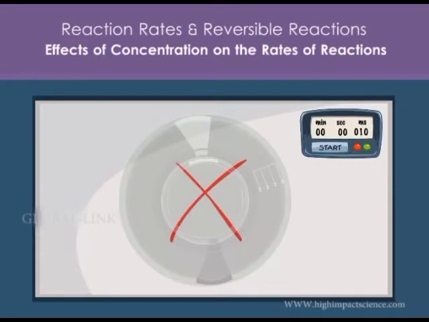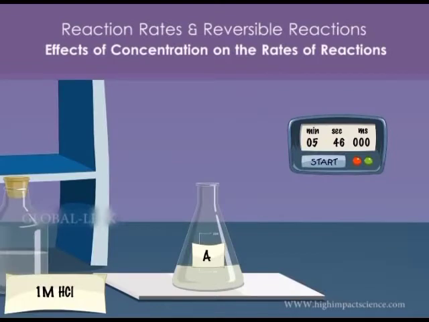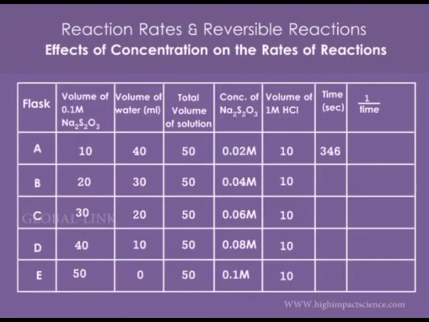Observe the solution in the conical flask from the top. The insoluble sulfur formed during the reaction gives a cloudy appearance, making the solution opaque. Stop the stopwatch as soon as the cross on the tile becomes invisible. Note the time taken and record it. Repeat the same with flasks B, C, D, and E, each time noting the time taken. Calculate the reciprocal of time, that is 1/T.